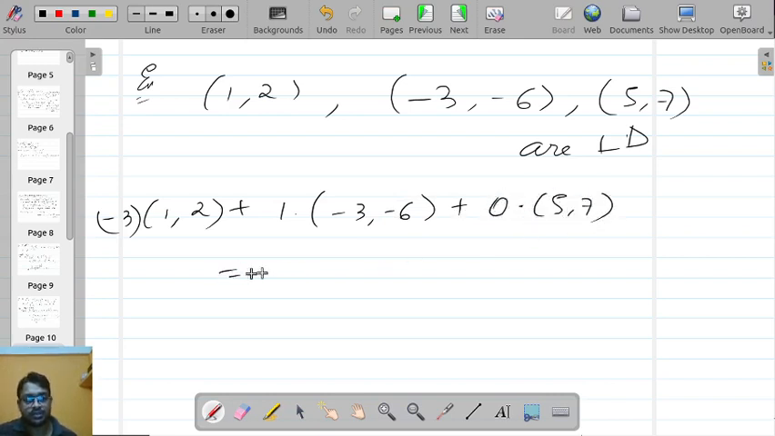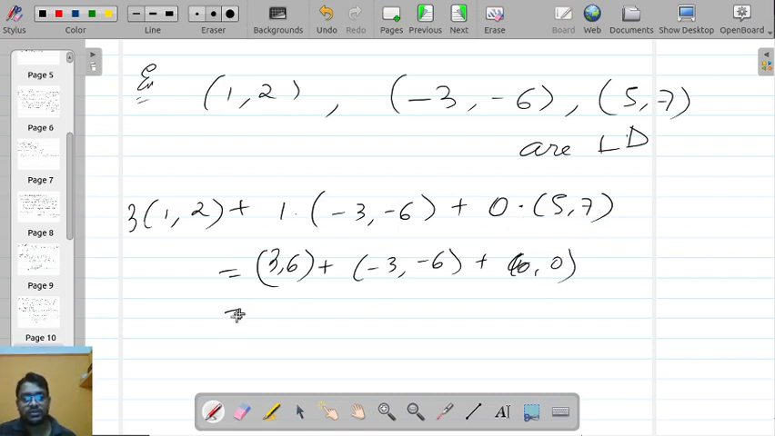What does it become? It becomes minus 3 minus 6 plus, oh sorry, what did I do? I can just do it with 3. So 3 into this plus this. Here what I am getting is 3 6 plus minus 3 minus 6 plus 0 into 5 7. So this is 0 into 5 7, which is 0 0. So this is nothing but 0 0. Here you see one of the scalars is 0, but the other two are non-zero. So this is exactly what I want.